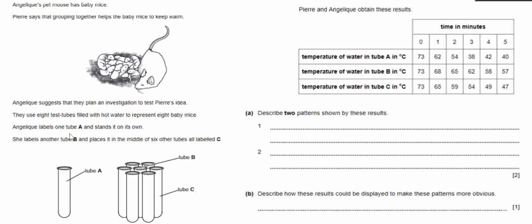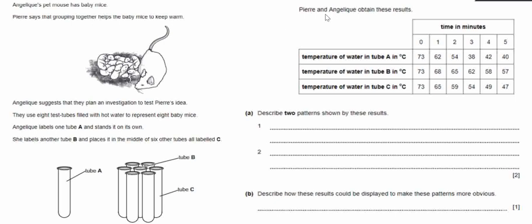Angelique labels one tube A and stands it on its own. She labels another tube B and places it in the middle of 6 other tubes, all labeled C. So the other 6 tubes are C, the outer ones. The inner one is tube B.